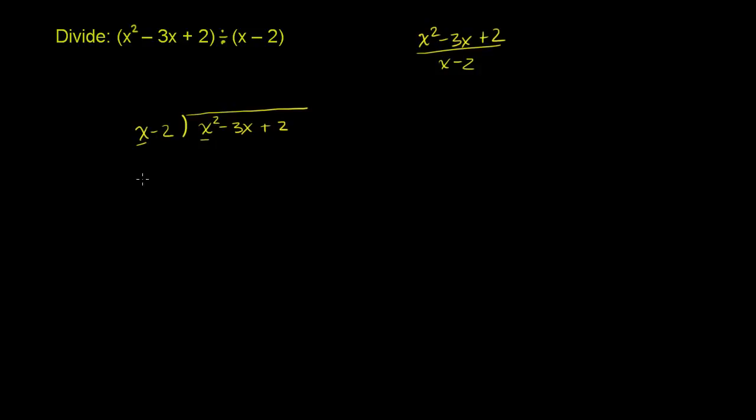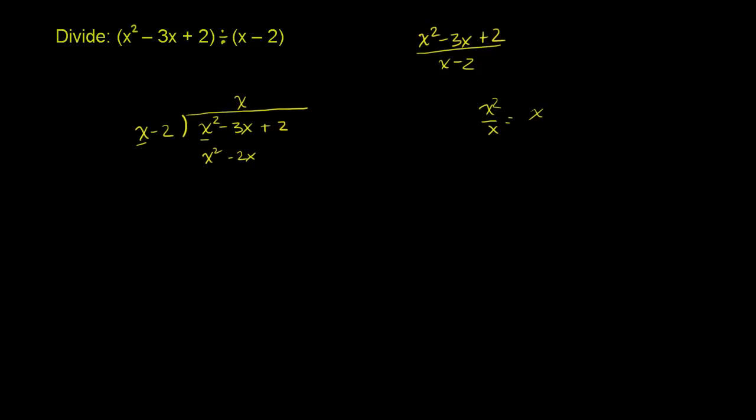X goes into x squared how many times? Or x squared divided by x is what? Well, that's just equal to x. So x goes into x squared x times. And I'm going to write it in this column right here above all of the x terms. And then we want to multiply x times x minus 2. That gives us x times x is x squared. X times negative 2 is negative 2x.